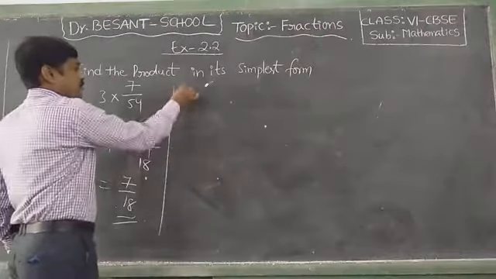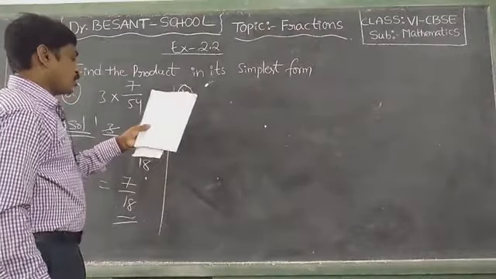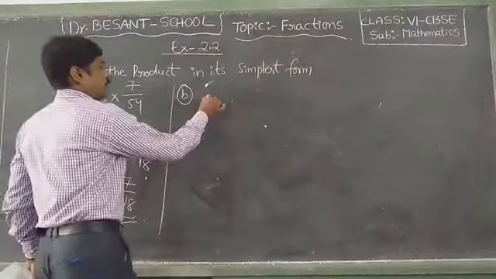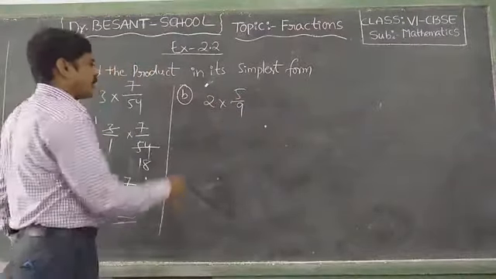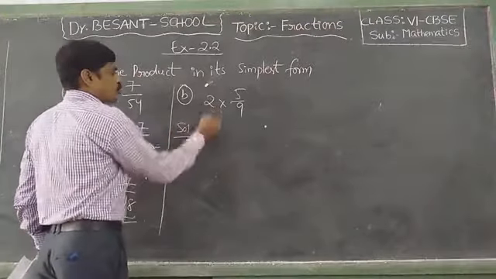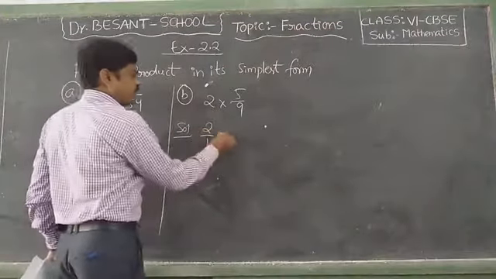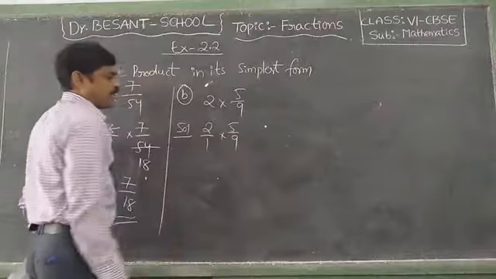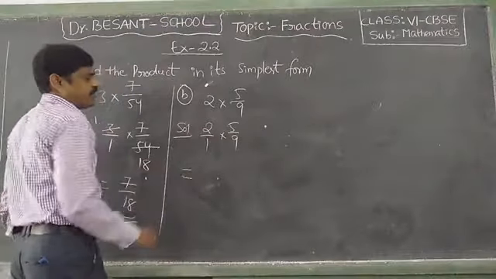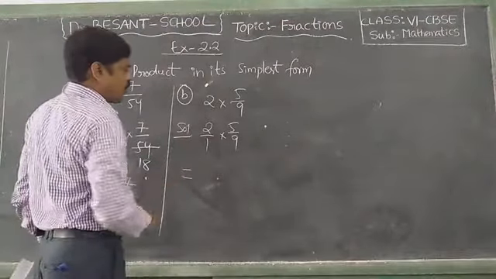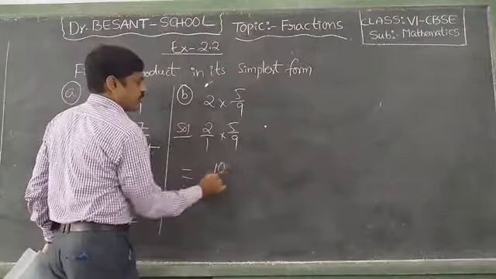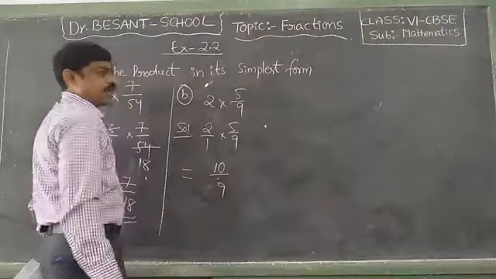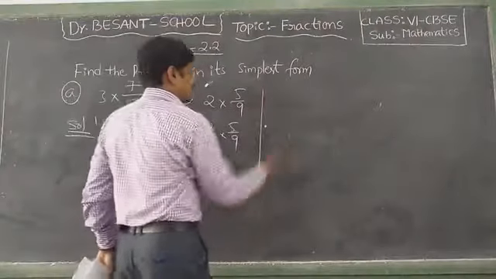Next, B. 2 into 5 by 9. 2 into 5 by 9 means 2 by 1 into 5 by 9. Can we simplify? There are no common factors for 2 and 9. That's why 2 fives are 10, 1 nine is 9. Okay. Next, C.